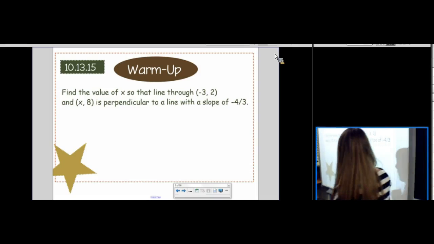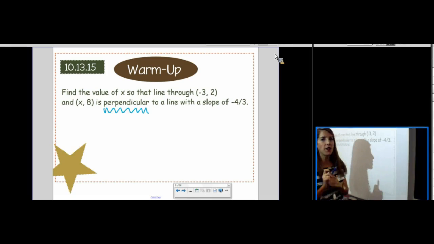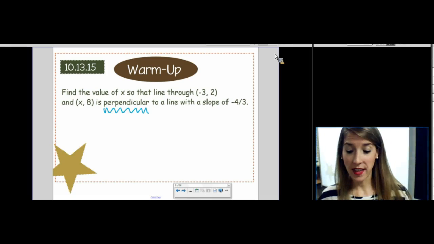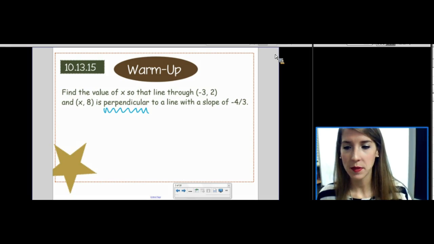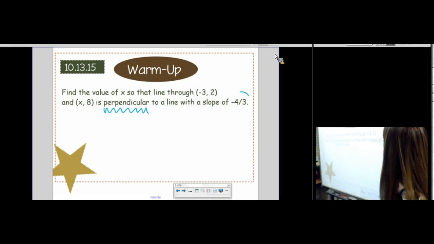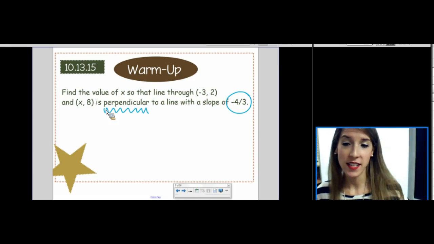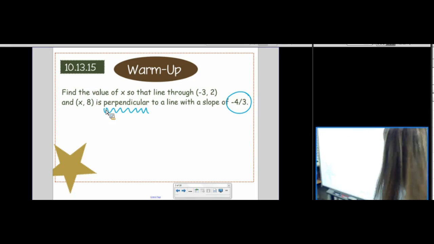All right, so keyword here, perpendicular. We learned on Friday about the relationship of slopes when lines are parallel and the relationship of slopes when lines are perpendicular. So we know that to find the slope of a line perpendicular, we need to take this slope, -4/3, and we need to find the opposite reciprocal, right?